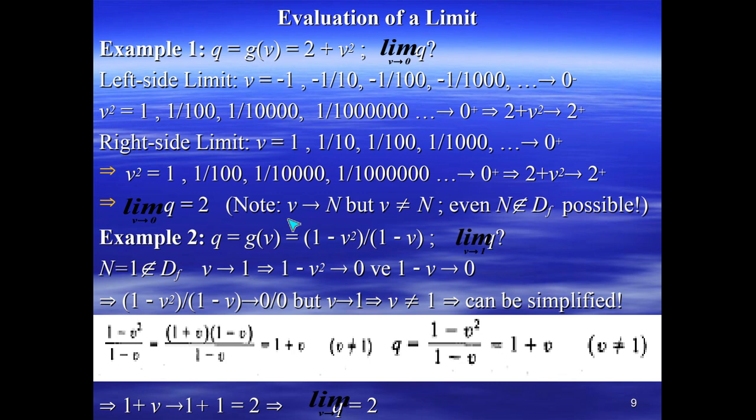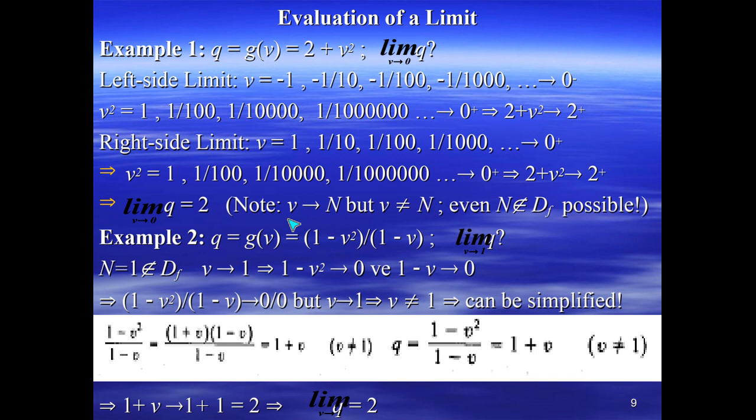So example 2 is also important, is interesting. Q equals g of v is 1 minus v square over 1 minus v. What is the limit of q when v goes to 1? Alright. If we replace v by 1 in this function, we obtain 1 minus 1 over 1 minus 1, which means 0 over 0, which is an indetermination. It's indefinite. We don't know what it is.